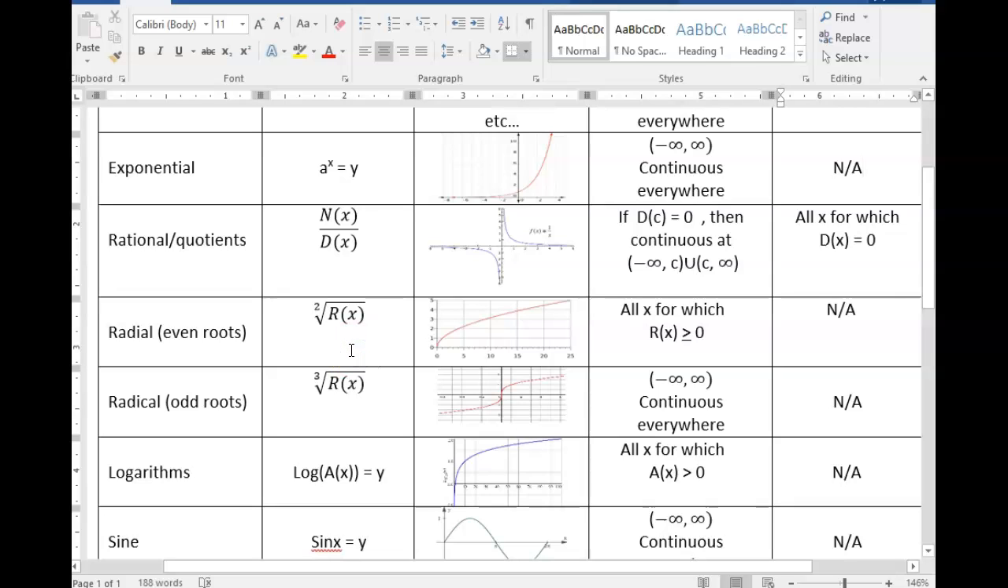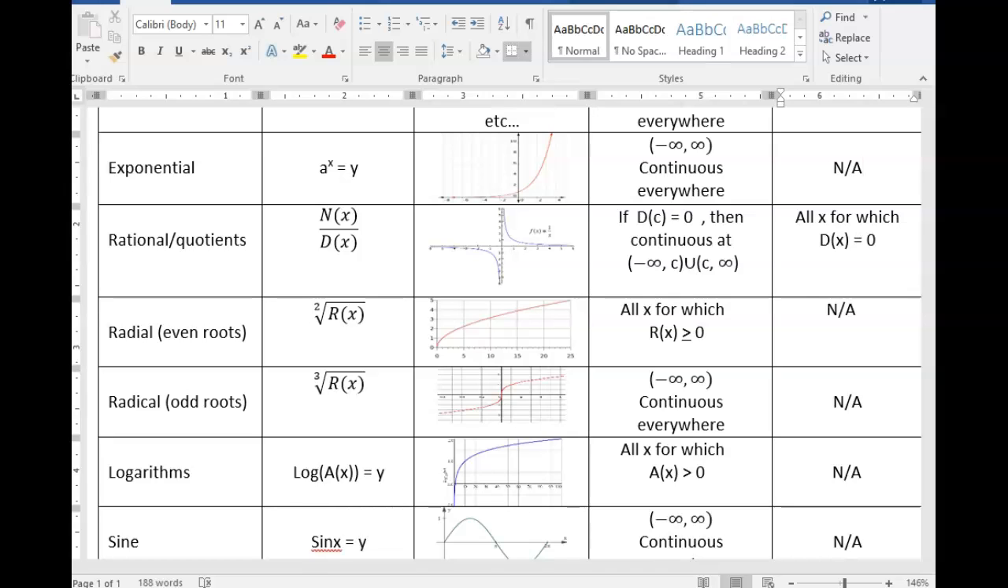Square root functions. I'll make sure you guys' sheet looks like mine. I put radical. All right. Anyway.